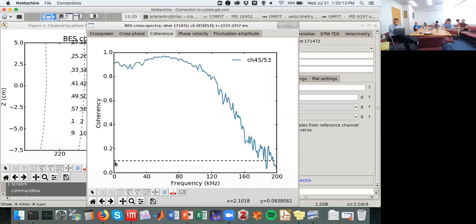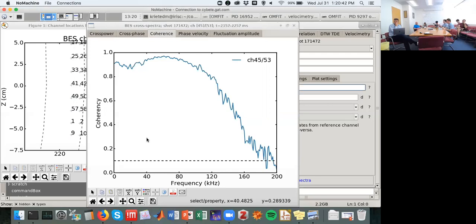So on this coherence plot, there's this dashed line plotted, which is basically the minimum statistically significant coherence level. And so basically, if the coherence line is above this dashed line, it's saying that at that frequency the signal is not noise. There's actually some real common signal that's shared between the two channels.